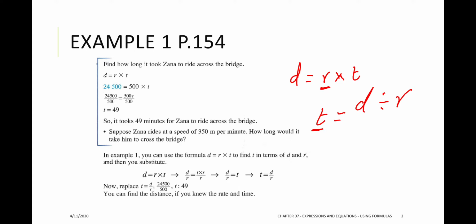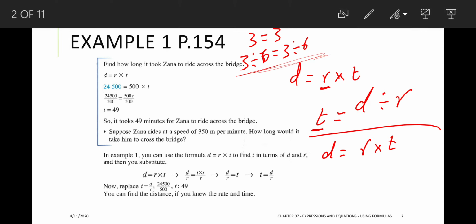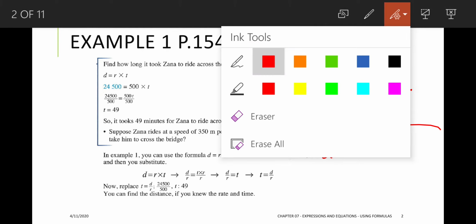I wanted T. The idea behind that inverse operation is that when I say D is equal to R multiply T, now I want to find T, so I want to get rid of this R. If you remember in the equations, we said if 3 is equal to 3, then we can divide both of them by the same amount, like 3 divided by 3, or let's say 6 divided by 6. Now those two are the same, nothing has changed, because we divided by the same number.